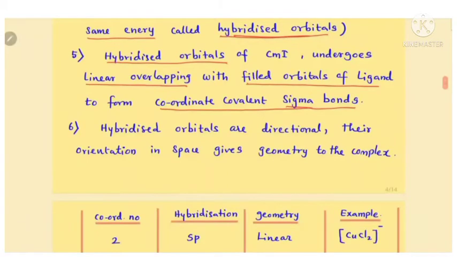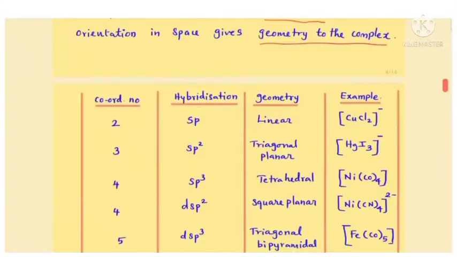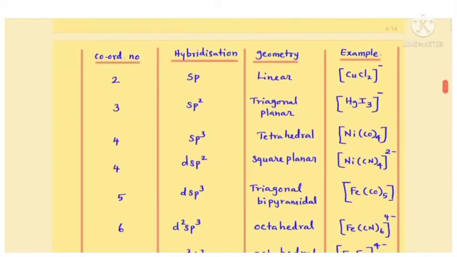Next, point number 6. The hybridized orbitals are directional in nature. Once hybridization is completed, the new orbitals formed, which we call hybridized orbitals, have different spatial orientation. They are arranged in a different way around the central metal ion, and they give a particular geometry to the complex salt. So the hybrid orbitals are called directional in nature, which means they are responsible for the geometry of the complex. Now you are given a list of complexes with their nature of hybridization as well as geometry.